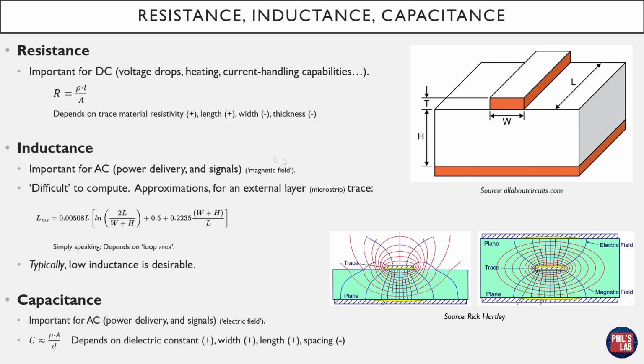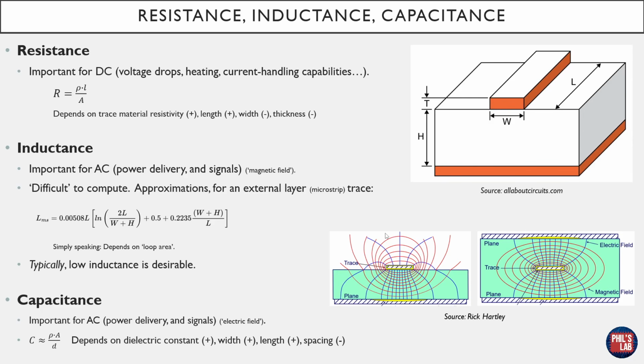Inductance typically is to do with the properties of magnetic fields. On the bottom right-hand side, we can see electromagnetic fields that surround typical traces. So on the bottom left, we can see a microstrip, an external layer trace, we have a trace, and a reference plane below. The electric field are the blue lines, and the red lines are to illustrate the magnetic field. On the right-hand side, we see the same thing for a strip line or an internal layer trace, where we have a plane, trace, and plane.